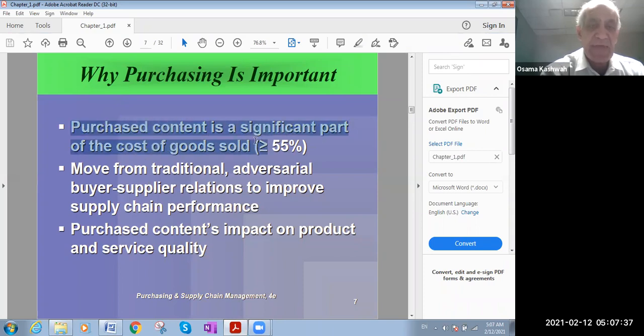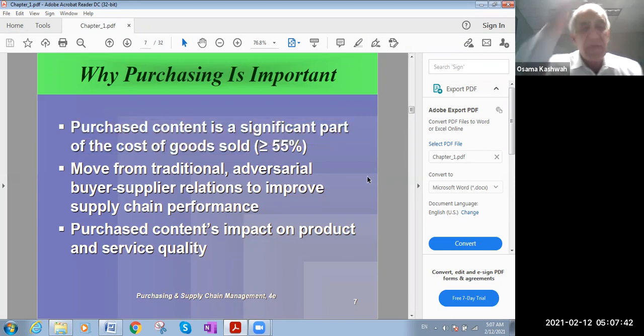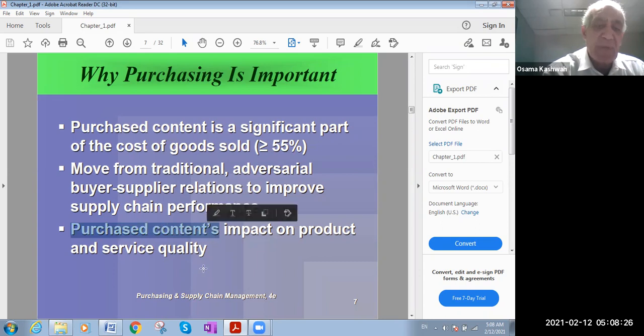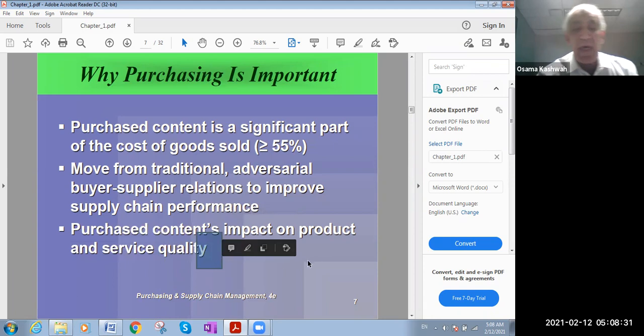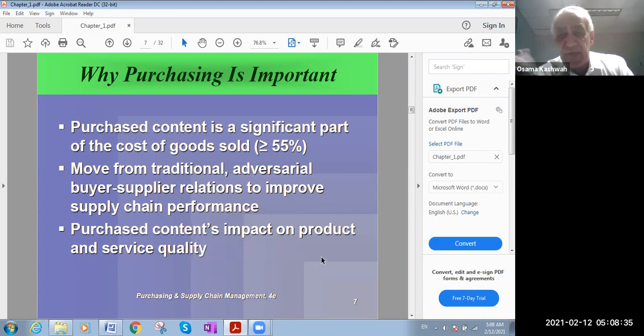Purchased content is a significant part of the cost of goods sold. Yes, because when you do a cost of goods sold statement, the purchasing prices are included inside it, and it's a major part of the total cost of goods sold, right? Second, moving from a traditional adversarial buyer-supplier relationship to improved supply chain performance. This is why purchasing is important, because now the job itself, the supply chain, has increased in importance. It's more important than it was before. Purchased content also impacts product and service quality. Of course, anything that is purchased has an effect on the product and service quality. That's true.